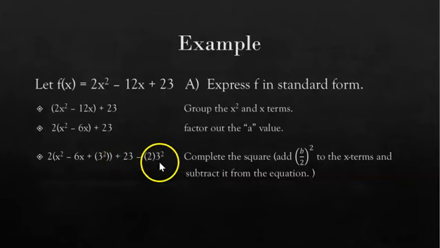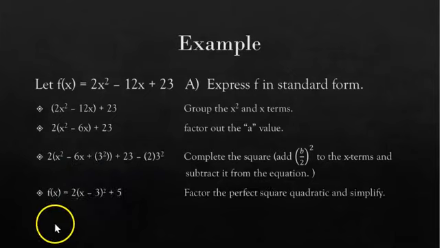And then we're just going to simplify this part and do 23 minus 18. And that's going to be our last step in changing this to vertex form. So our new function is 2 times (x minus 3) squared plus 5. And this is the same parabola that you would have gotten with this other function. It's just written in a different format.